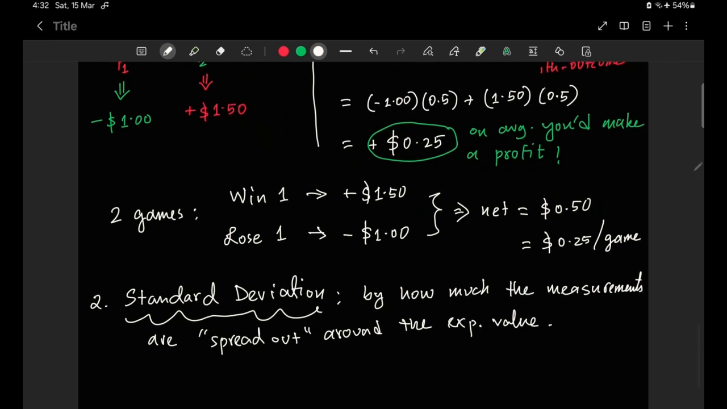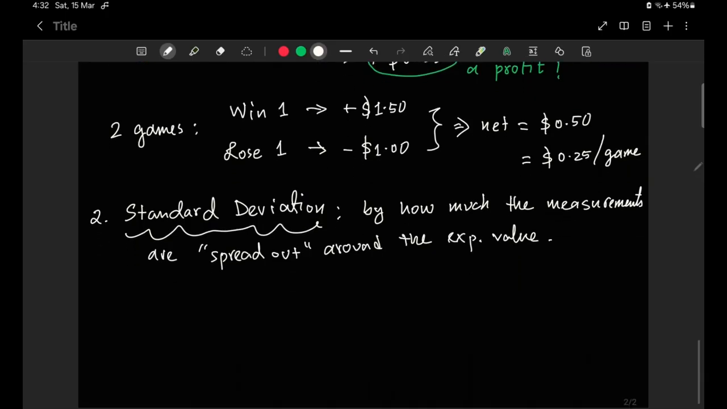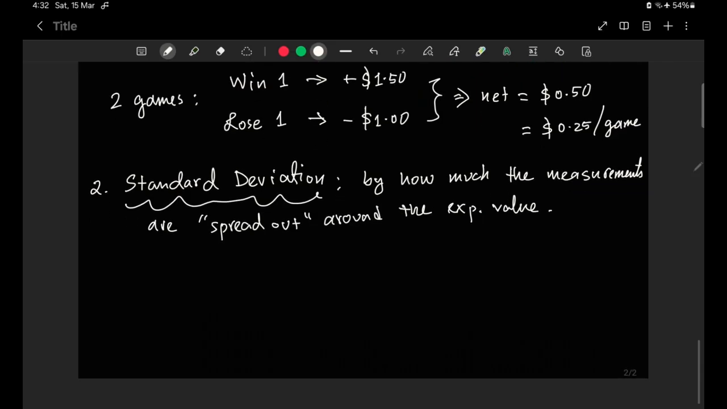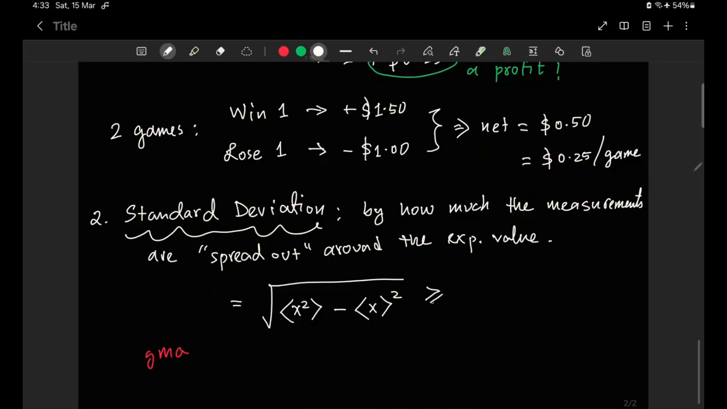And how do we calculate that? We use sigma to denote our standard deviation. This is a Greek letter called sigma, and sigma is defined to be the square root of the expectation value of x squared minus the expectation value of x, whole squared. Okay, and these two are different. They're generally not the same. So the result of a standard deviation is always going to be greater than or equal to 0.